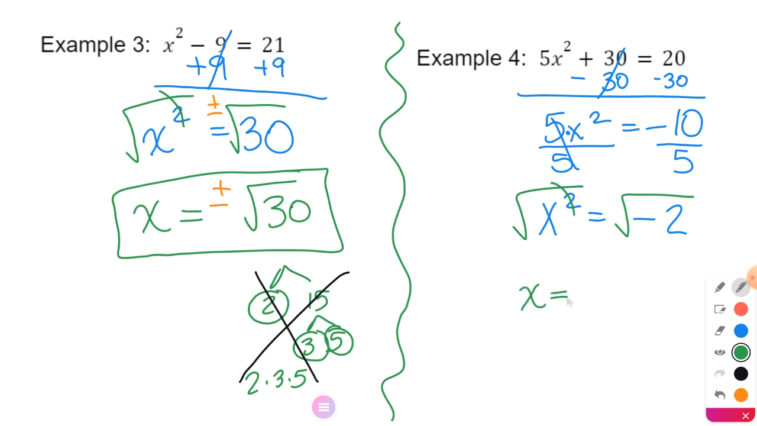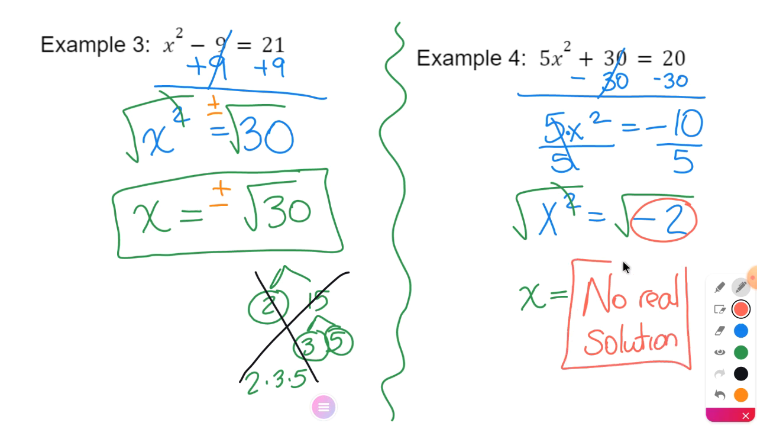X equals, wait a minute, I'm taking the square root of a negative number. That means there's no real solution. We do not take the square root of a negative number. When you get to algebra 2 and we start talking about imaginary numbers, then we can go back and give that as an answer.